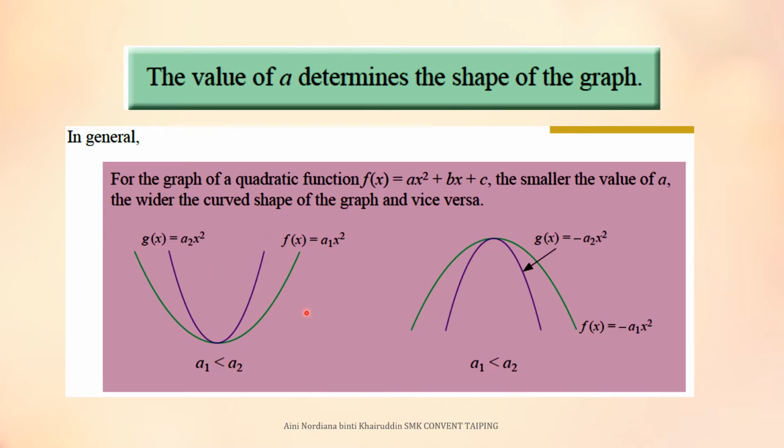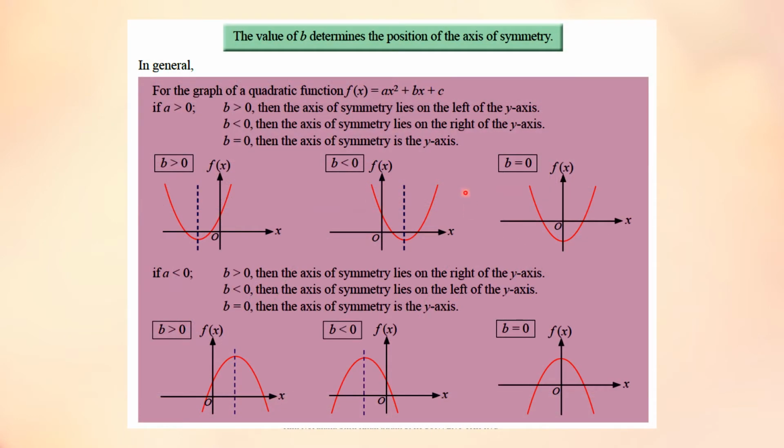For this part 2, we just look at the graph. The wider the graph, the smaller the value of a. The wider the curve shape of the graph, the smaller the value of a, and vice versa. Okay. How about if we change the value of b?